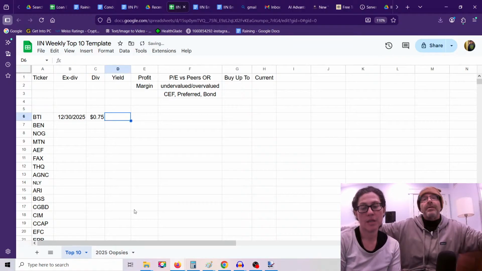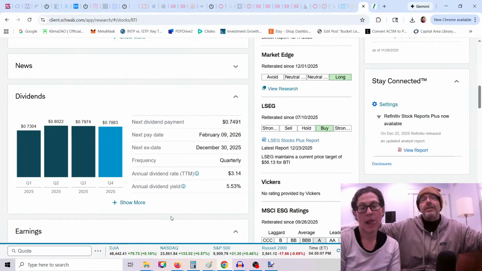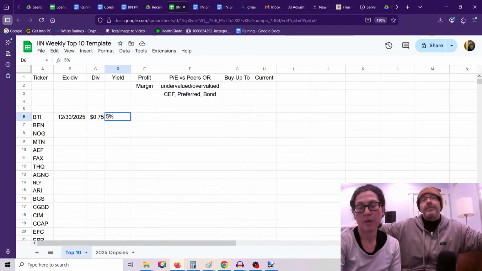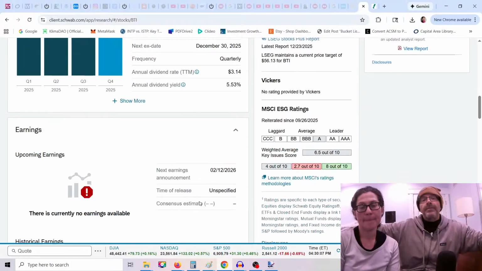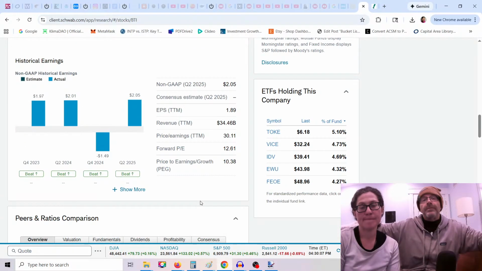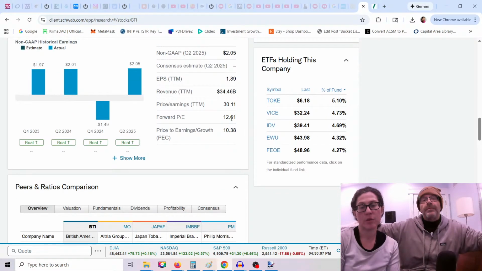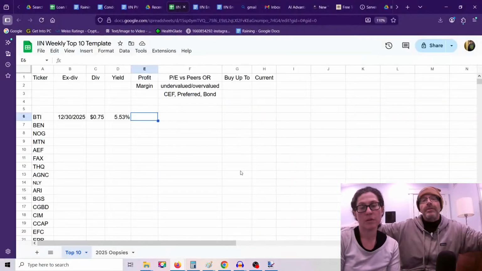Okay. And then we have to go back to Schwab so I can see the yield is 5.53. Profit margin is all the way at the bottom. Do I need the PE? 12.61? 12.61, but that's a different thing. Is that not this? That's that one, yeah.